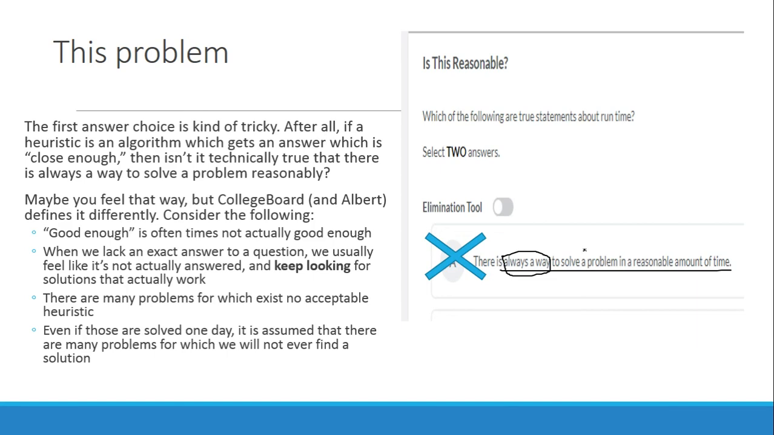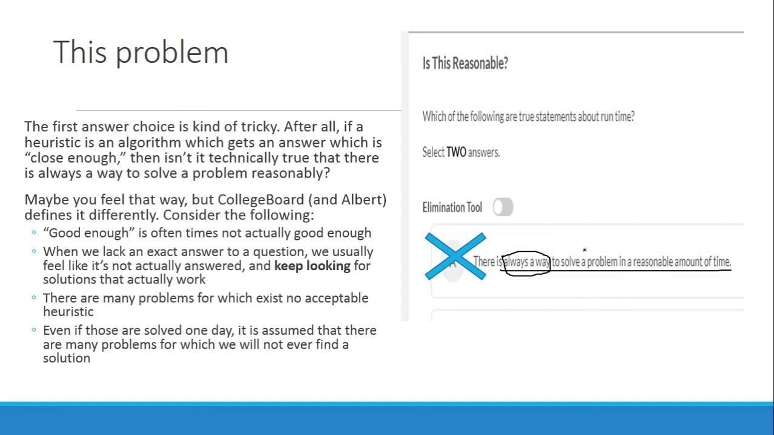In many cases, good enough isn't actually good enough. If we're sending people up to the moon, or even, I mean, we sent people to the moon. We're now aiming towards Mars. If we're sending someone to Mars, we really can't mess that up. Good enough might take on a different definition, and we need a better solution. When we lack an exact answer to a question, usually we don't consider it answered, and we keep trying to solve it closer and closer.